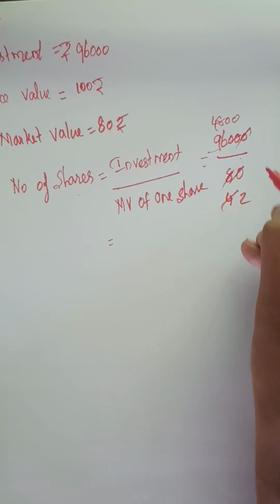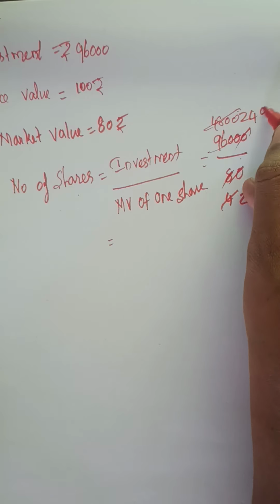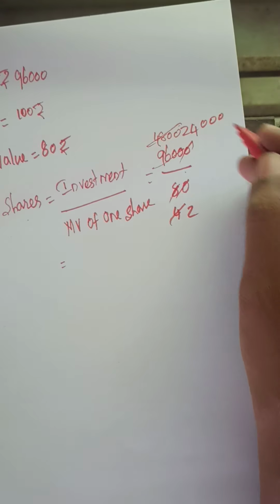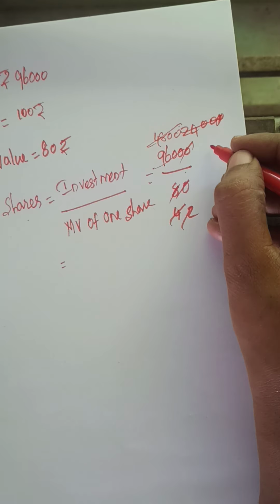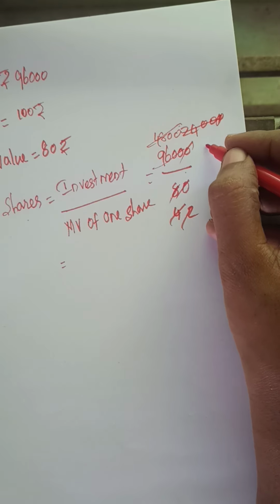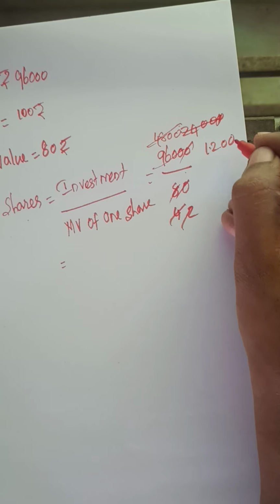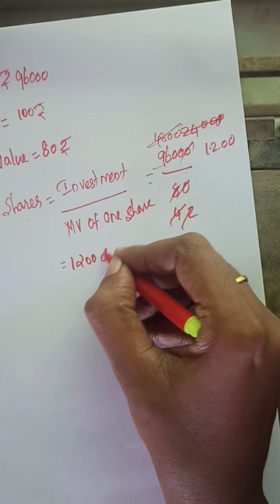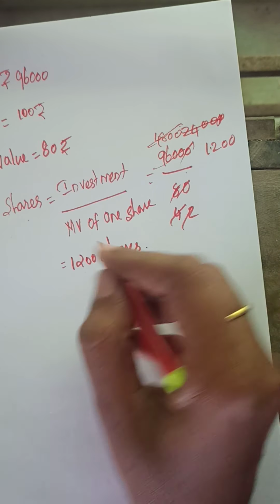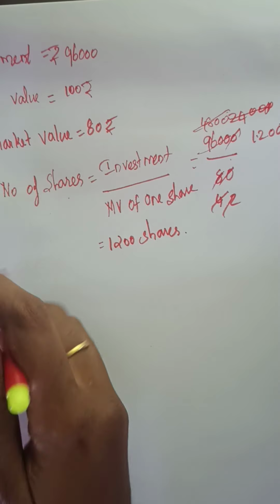4800. Again we'll give for 2. So 2400. Again 1,200. What's the value? 1,200 shares. Okay, so 1,200 shares.